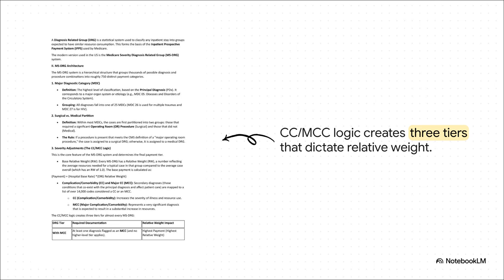The CC and MCC logic creates up to 3 distinct payment tiers for almost every MSDRG family. If the chart has at least one diagnosis flagged as an MCC, boom, it bumps the case into the highest payment tier, which carries the highest relative weight. If there's a CC but no MCC, it lands in the middle tier. And if there are no secondary diagnoses flagged as either a CC or an MCC, it drops right down to the lowest base payment tier.